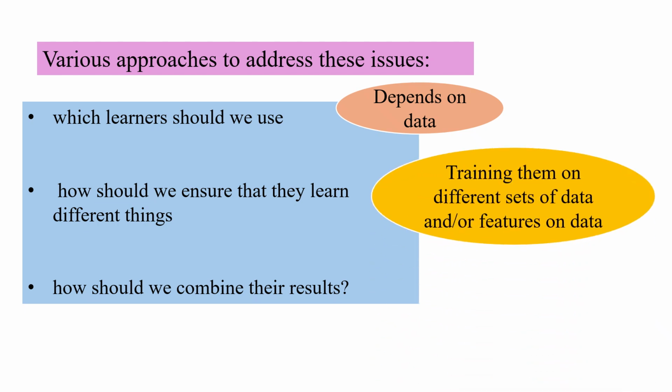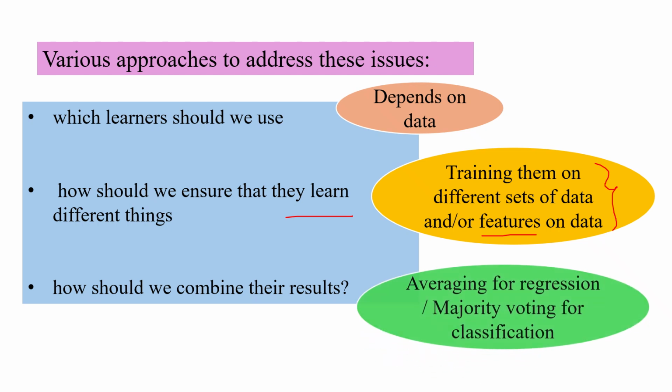And how to ensure they're learning different things? One thing we can do is train them on different sets of data or maybe different features on the data. So from the data set, we either combine some data and we make several subsets, or we would also make combinations on the features.